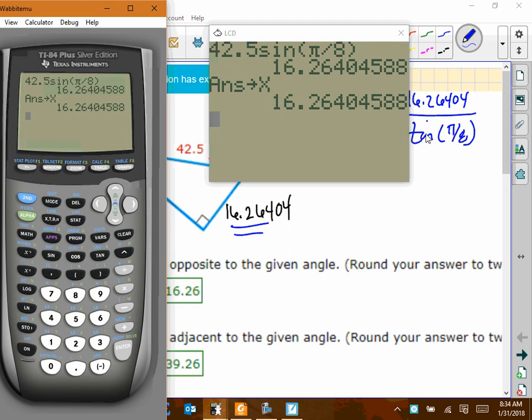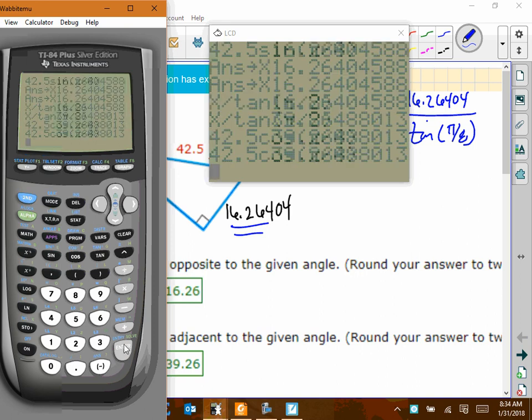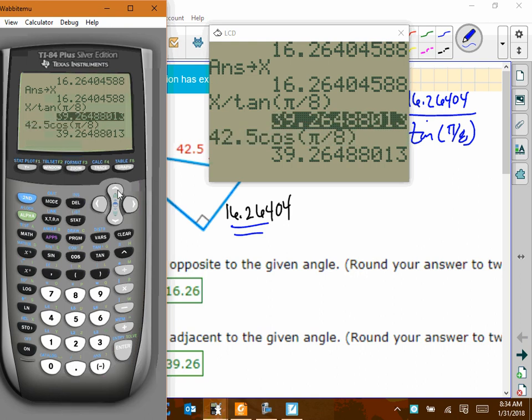So when I do tangent of pi over 8, when I divide that number by tangent of pi over 8, I can hit X divided by tangent of pi divided by 8. And now, just to show you, when we put the cosine version in there, cosine of pi over 8, you see that that number there and that number there are now identical, right? So there's no rounding error incorporated in that.